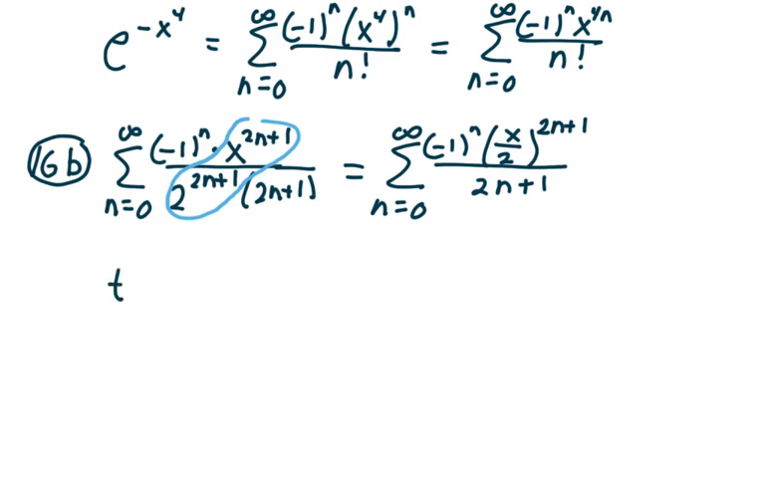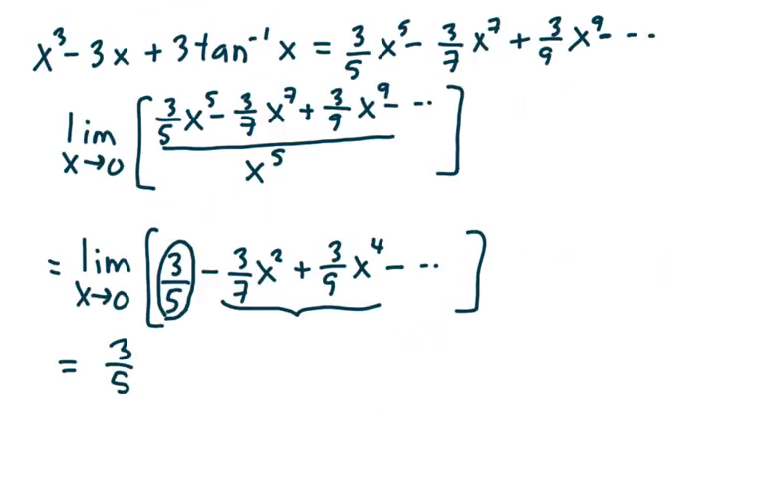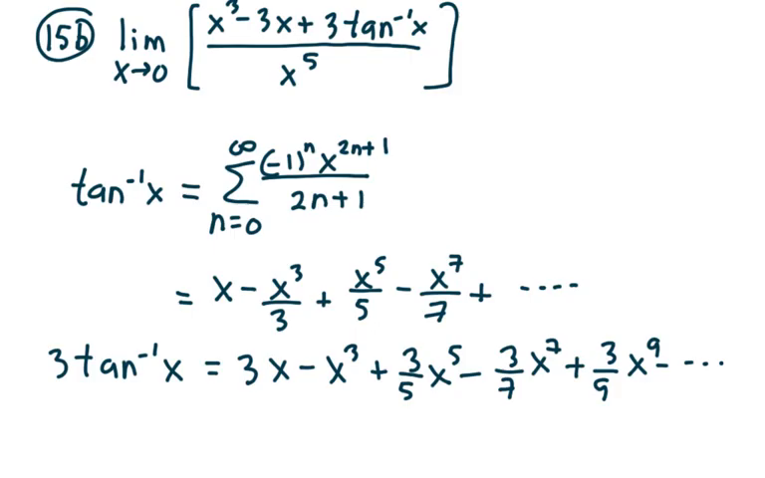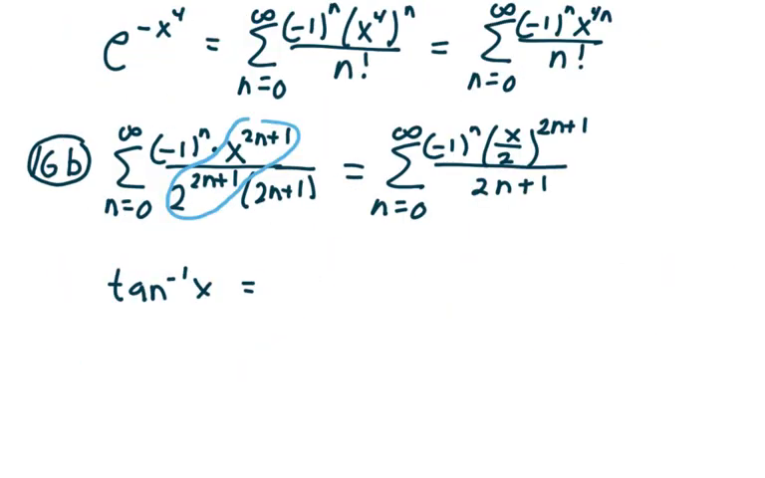But remember, what is arctan x? Now, I think we just did that over here. Arctan x is the summation from n equals 0 to infinity of x to the 2n plus 1 divided by 2n plus 1 times negative 1 to the n. Let's see if we can make use of that. So the summation from n equals 0 to infinity of negative 1 to the n, x to the 2n plus 1 divided by 2n plus 1.